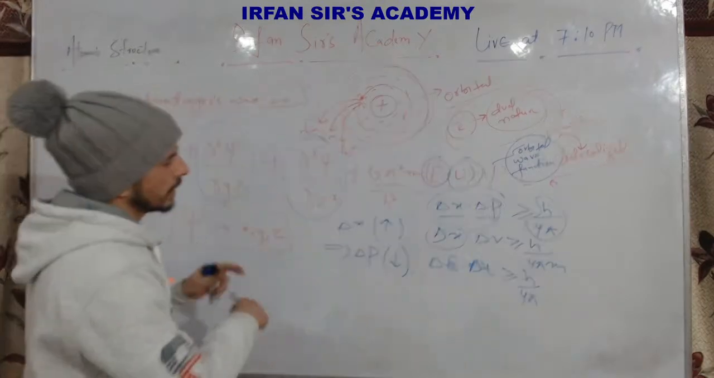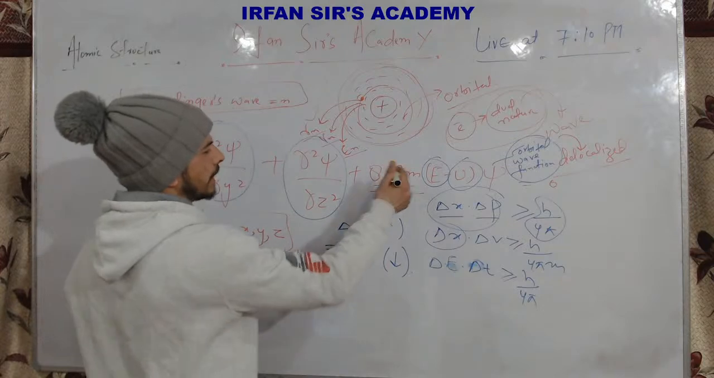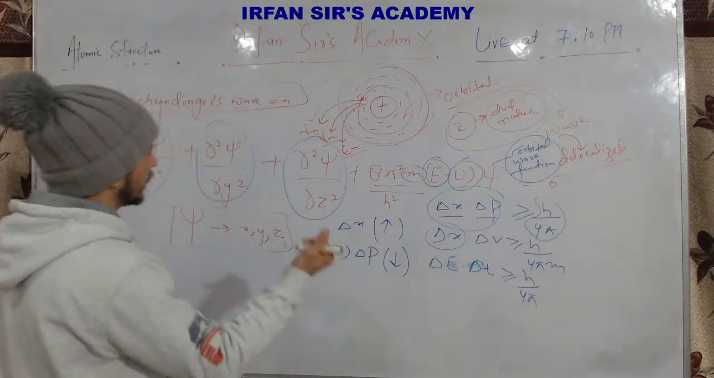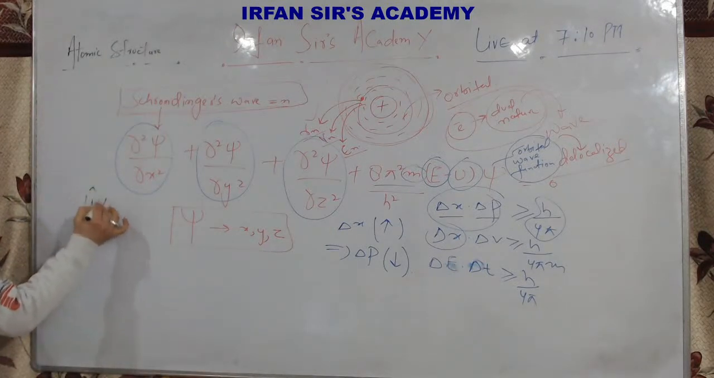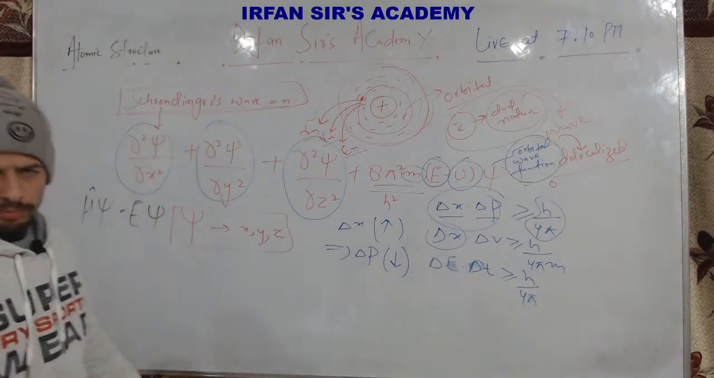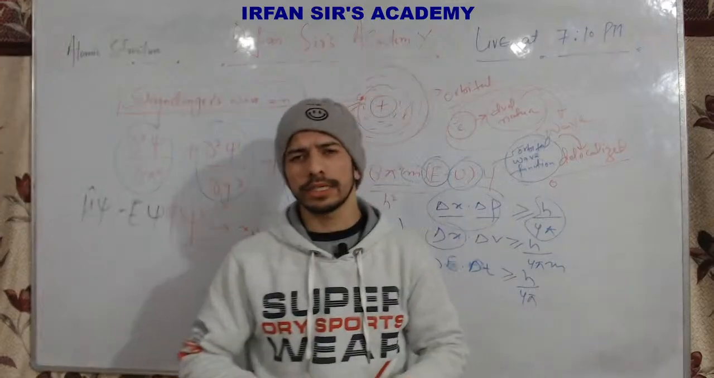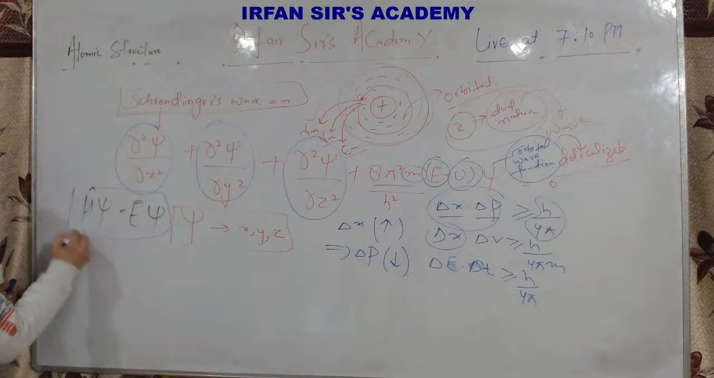Now, E is the total energy, U is the potential energy, h is Planck's constant, m is the mass of the electron, psi is the wave function. You can write this also in this way: H psi equals E psi. This is the short form of the Schrodinger wave equation, and it was written by Hamilton. That's why this operator H cap is called the Hamiltonian operator.